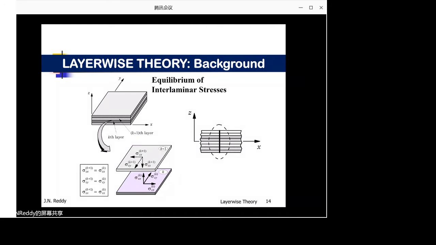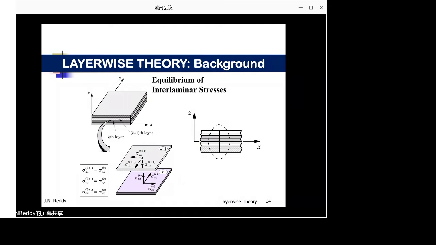So now I want to talk about the layer-wise theory. What is the limitation of any of these theories, classical, first order, third order? It is that they all assume the variation of the displacement field through thickness to be continuous.